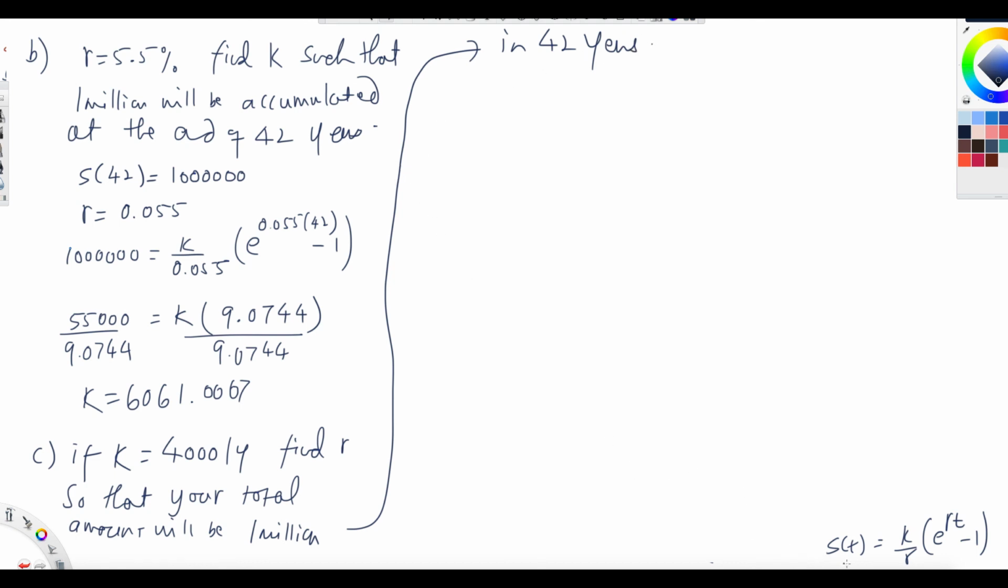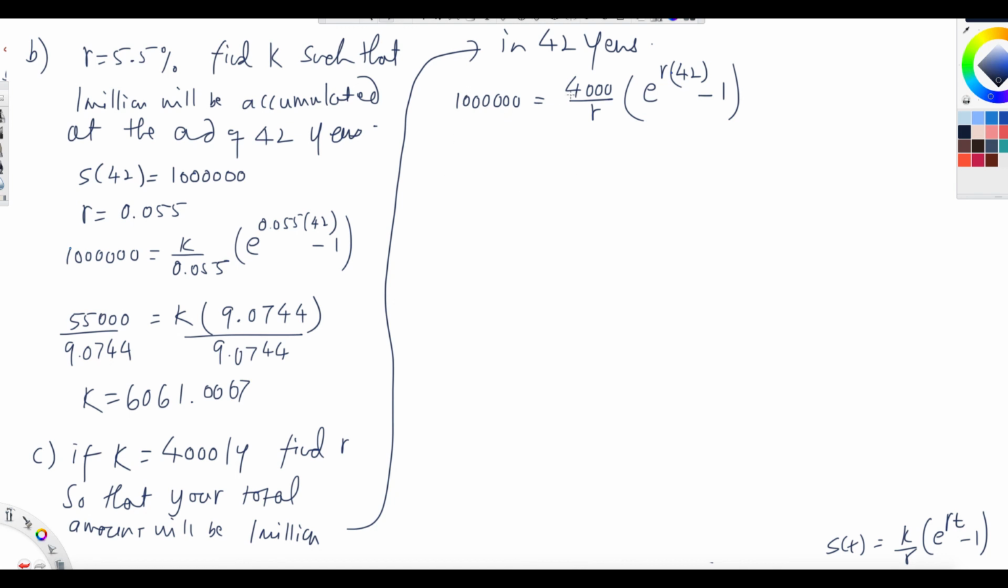So again, t is 42, and you do exactly the same thing as we did here. So you get 1 million equals k, which is 4,000, divided by r, times e to the r times 42 minus 1. You see that? To do this, it is not very easy though, because there is e to the r. So I think we need to try different values of r.